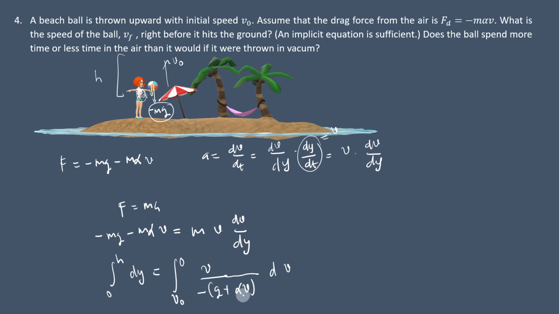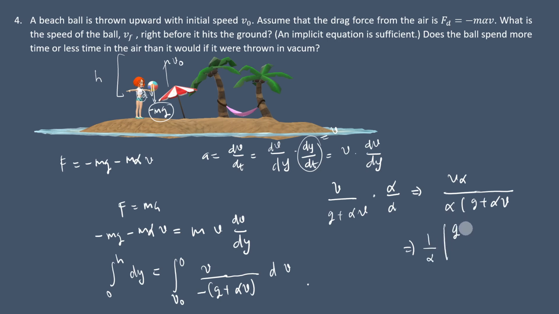Okay, so we must change this term so we can integrate it as simply as possible. We change this term to simplify the integration process. Let v divided by g plus alpha v, times alpha, so we get v alpha divided by alpha times g plus alpha v, and we take out the alpha on the denominator, so 1 over alpha, and we give some change: g minus g plus alpha v.